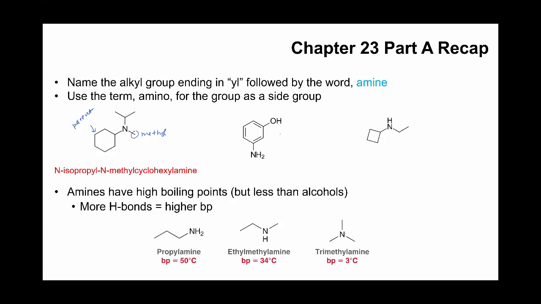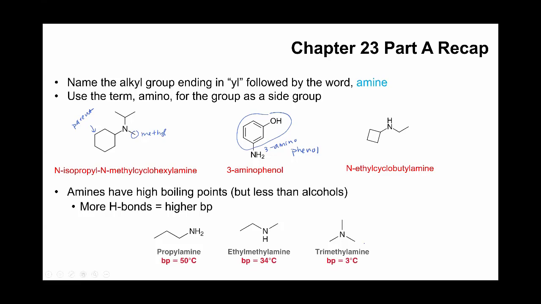And in this middle one here, phenol is the parent. So we would list the NH2 as an amino group at the 3 position. So this would be 3-amino phenol. And the last one here, we have a 2-carbon chain versus a 4-carbon chain. So it will be cyclobutylamine and then N-ethyl cyclobutylamine. Questions on nomenclature?